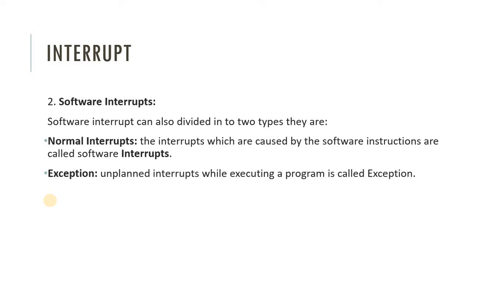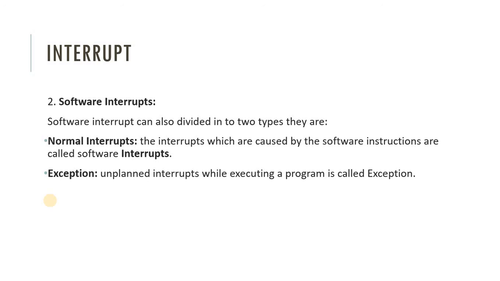The second type of interrupt is the software interrupt. Software interrupts are also divided into two parts: normal interrupts and exceptions. Normal interrupts are the interrupts which are caused by software instructions, that is, interrupts generated due to some software instructions. When some instruction is executed, the software requires some input, and due to that software instruction the interrupt is generated. That is called a normal interrupt.